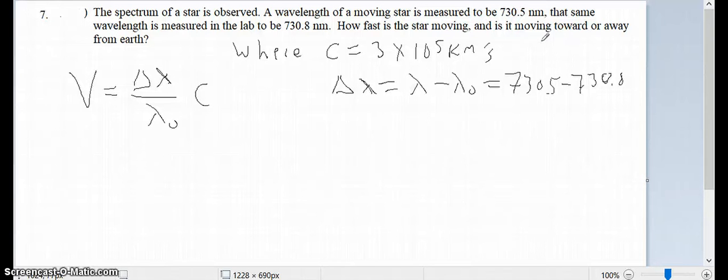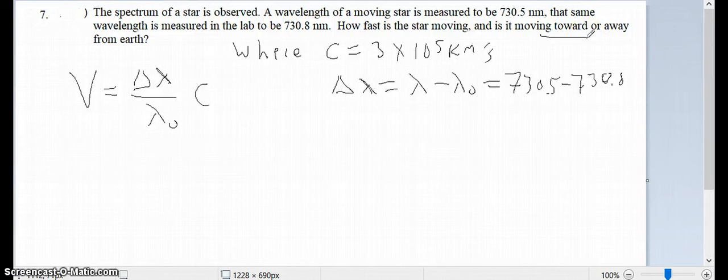All right, so when we do this, notice that everything's in nanometers here, so nanometers minus nanometers divided by nanometers. The delta lambda over lambda naught, the units will cancel, and so you're just going to have some fraction of the speed of light. Anyhow, the numerator is 730.5 minus 730.8, so you can see already that that's negative. Therefore, of course, that means it's moving towards us. It's blue shifted.